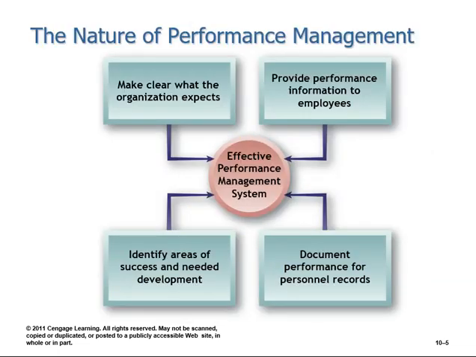Effective performance management systems require 4 things. One is that you make clear the organizational expectations and goals. 2, you provide performance information to the employees. 3, you must document this performance. Believe it or not, the performance appraisal process is the most controversial process and is oftentimes at the center of any employee-related lawsuits. And then lastly, identify areas of success and where people need to improve their performance.